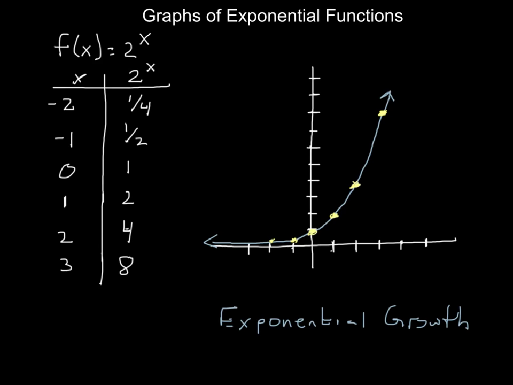What I'd like you to do now is pause the video and make a table similar to this, but instead of doing f of x equals 2 to the x, let f of x equal 1/2 to the x power, and go through and evaluate that. Now, in that table, you can just go ahead and use the values from -2 to 2. You don't have to use 3. And just write down what you end up getting, and once you're done with that, come back and we'll go through the graphing of that particular function.